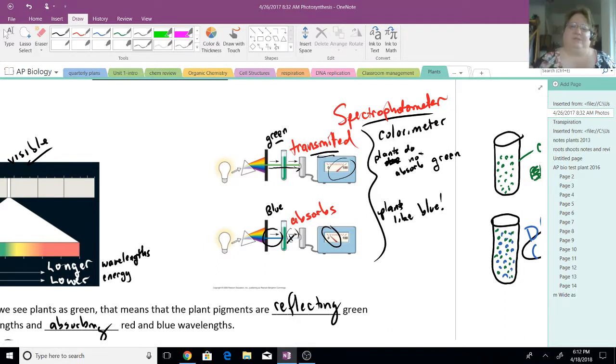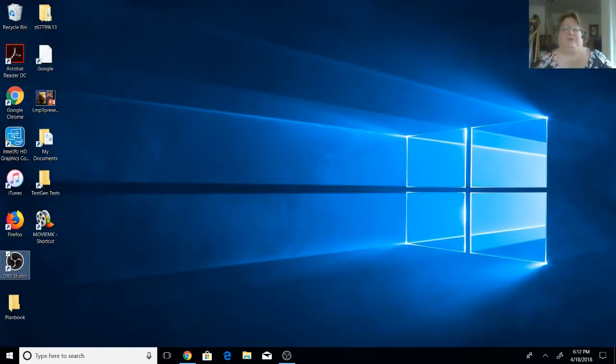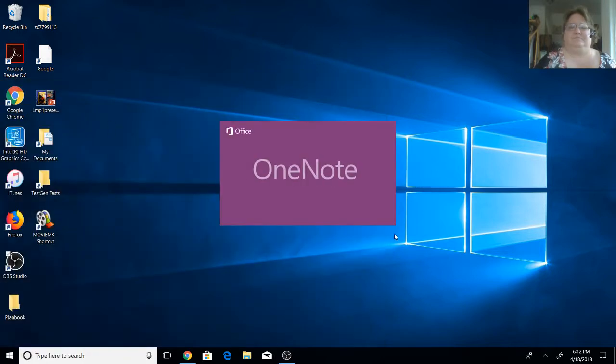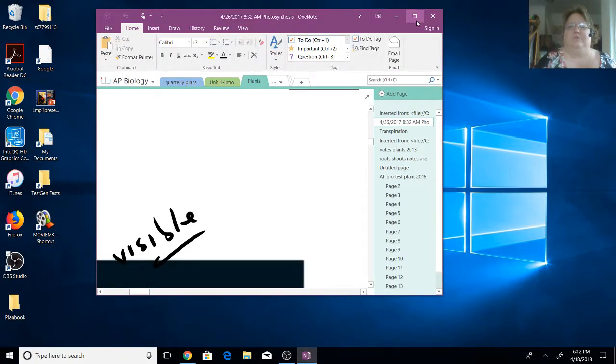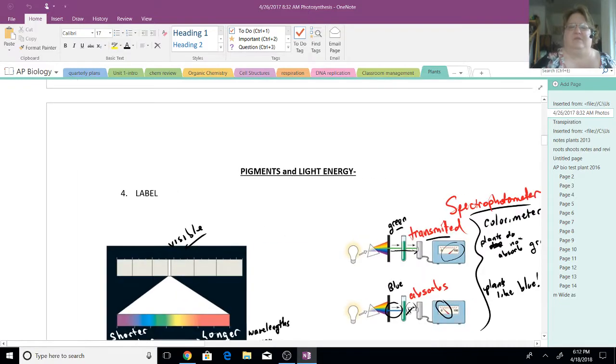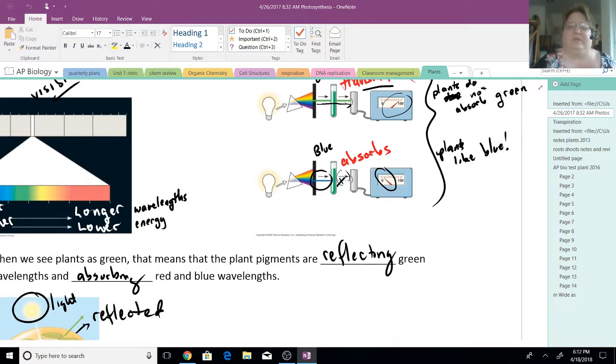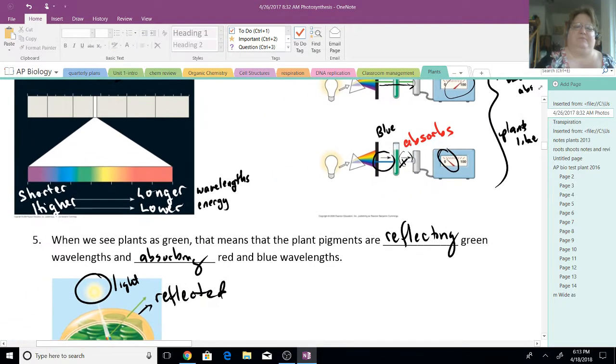Now, the take-home message of that is plants do not absorb green wavelengths. Now, if we use our blue wavelengths, then we find that the plants absorb it. So notice the needle is down at 0. The plants like blue wavelengths.